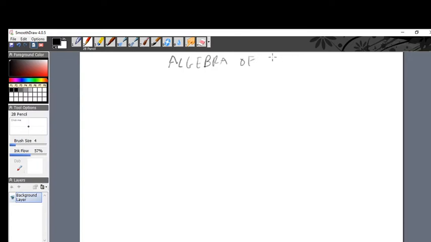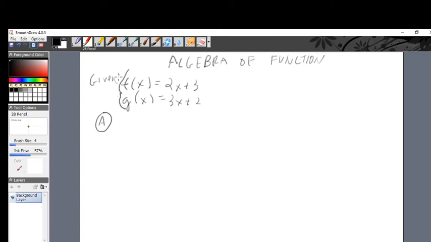What we're basically doing is performing operations on functions. Let me right away give you an example. I start off with two functions. F of x is equal to 2x plus 3. And here's another function. G of x is equal to 3x plus 2. And I'm going to ask you four questions. This is the given, and here are the questions.